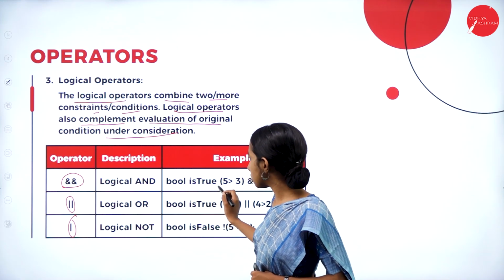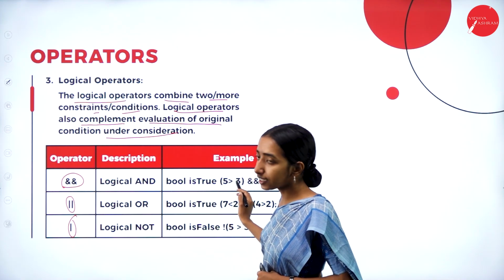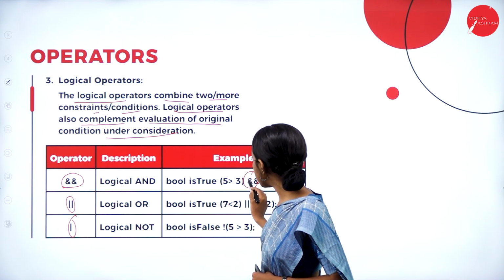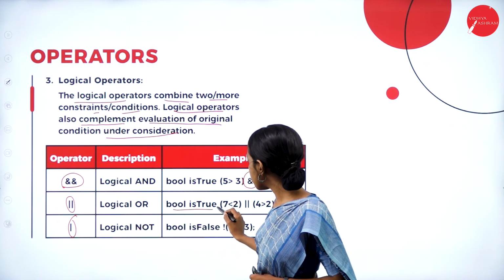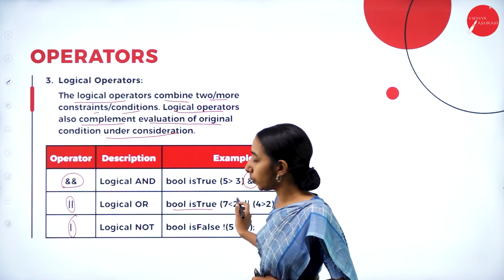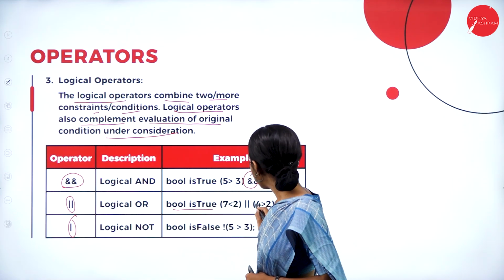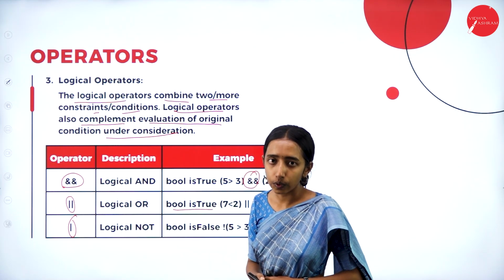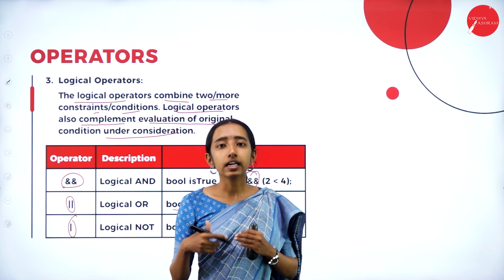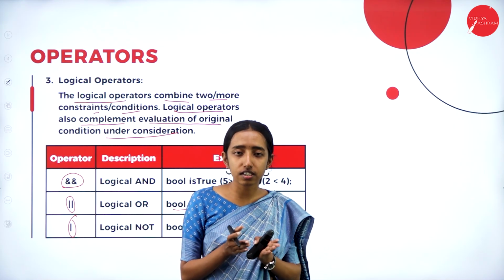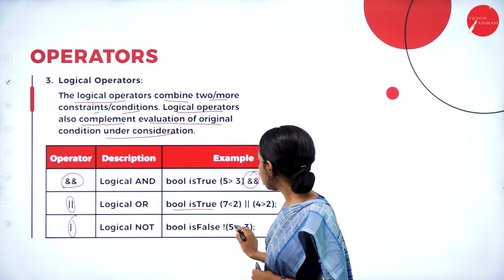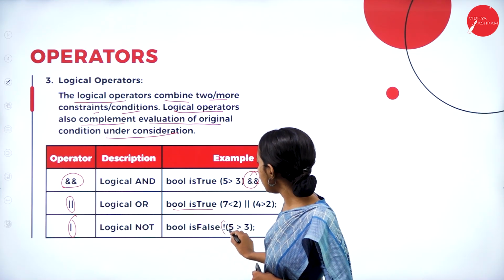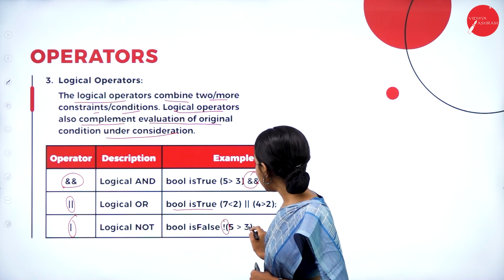Bool is true whether 5 is greater than 3 and logical and 2 is less than 4. Bool is true, 7 less than 2 with a logical or 4 is greater than 2. It is having a logical combination. Bool is false, we are using the logical NOT, 5 less than.